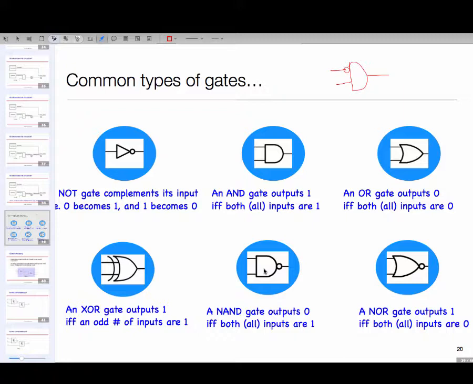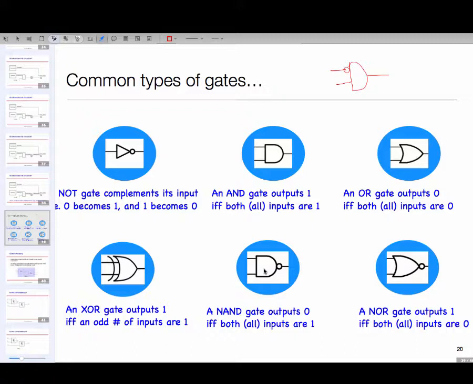Yeah, go ahead. So I want to make an inverter out of an infinite supply of this. So how would you do it? Can you just tie the 2 inputs together? Excellent. So I tie the 2 inputs together, and then I have an inverter.